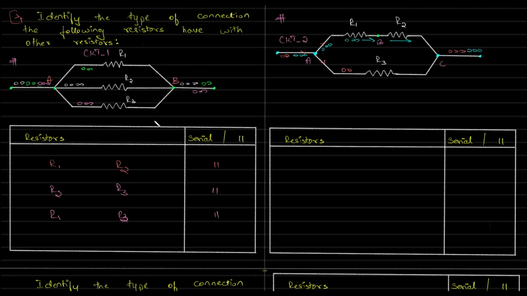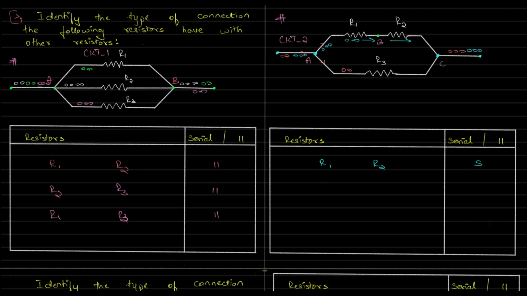Now the question is, which is in series, which is in parallel? First, we will begin with R1 and R2. They are in series, right? The same bunch of electrons going through them, so they are in series.